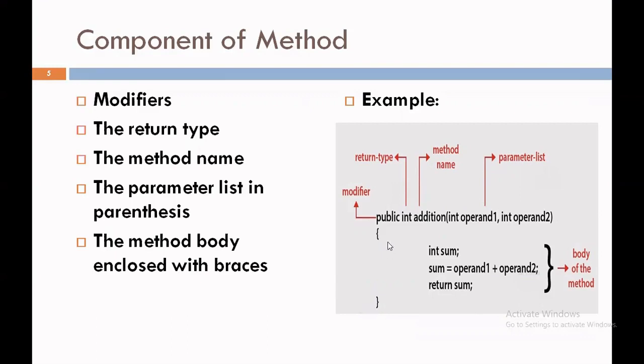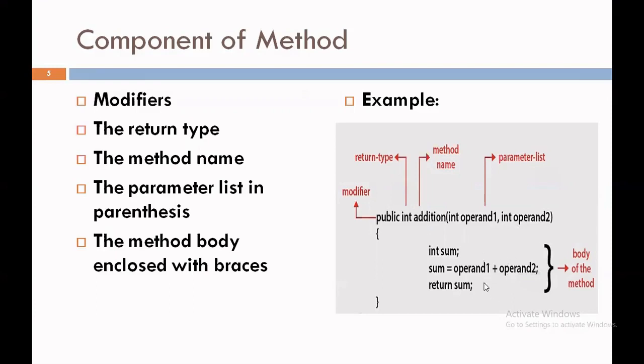For that, I declare here public. This public is a modifier. Integer is the return type. Then addition is the name of the method. Then integer operand 1 and integer operand 2. This is the parameter list, and the parameters contain two arguments.